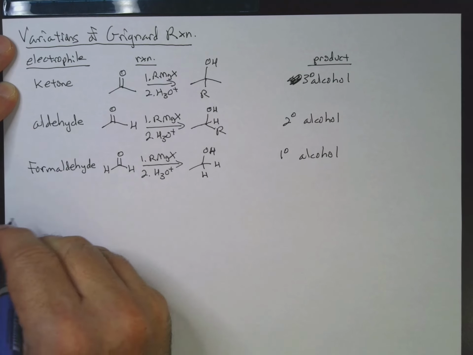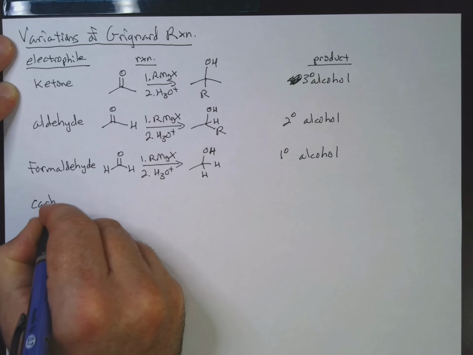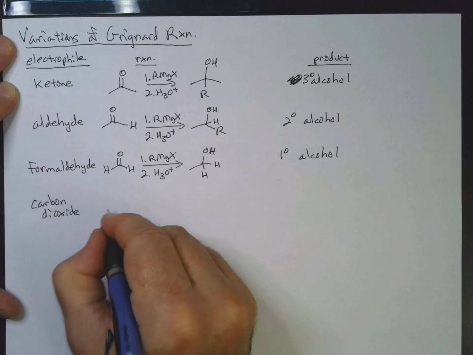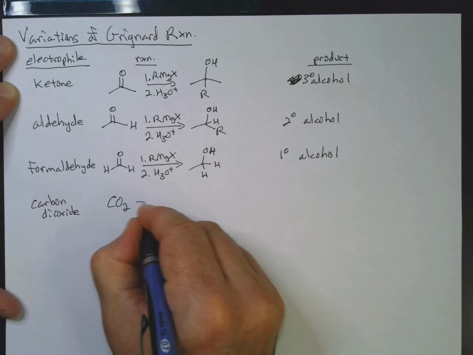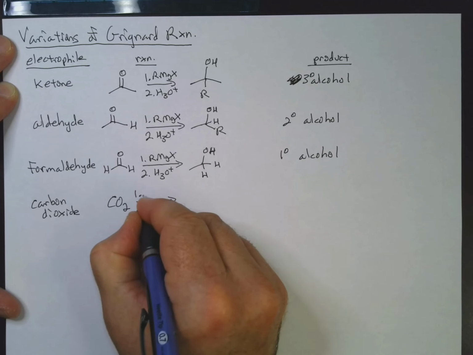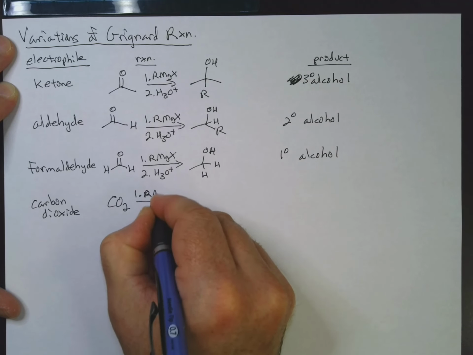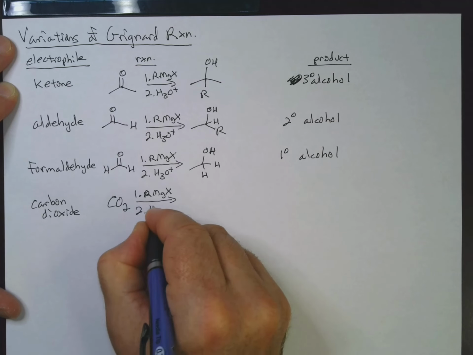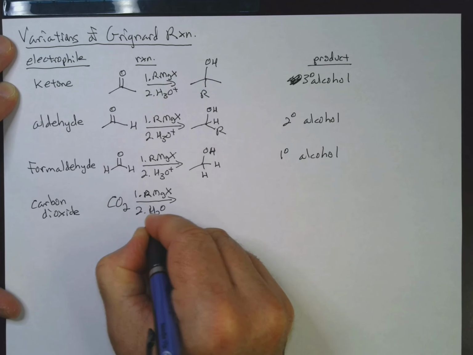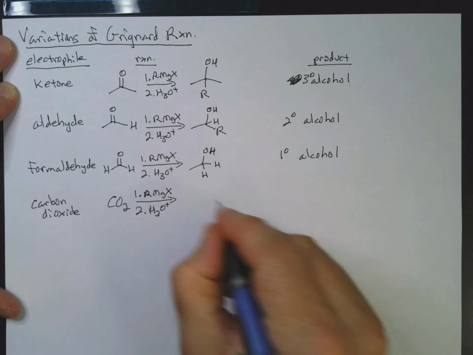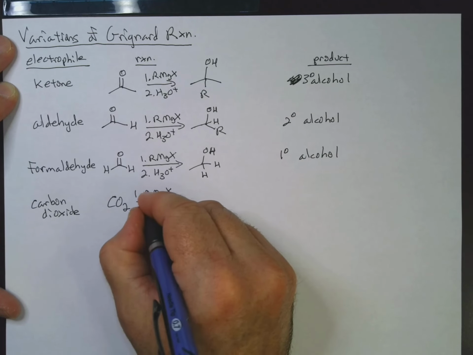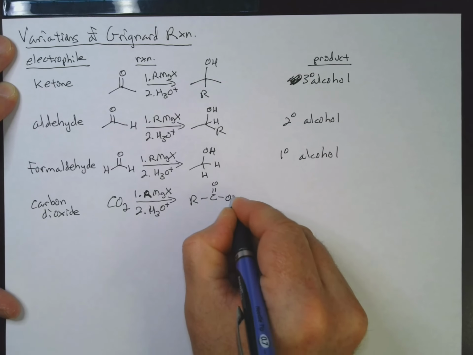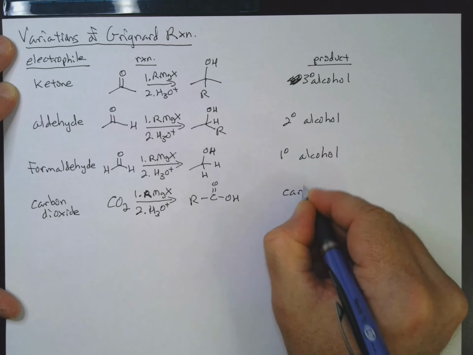We can also use carbon dioxide. So if we took CO2 and treated it with a Grignard, what you'd actually do is make your Grignard and then bubble CO2 through it. There's a version of the Grignard lab that does that. I'd like to try that sometime. We're going to now get RC double bond O, OH, a carboxylic acid.